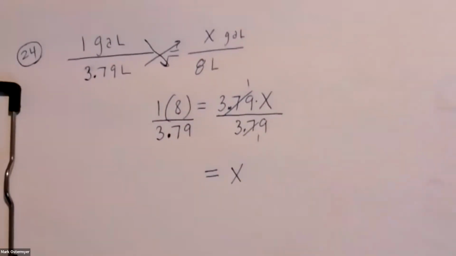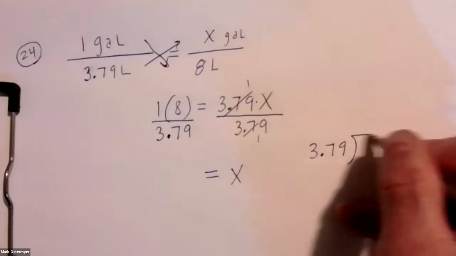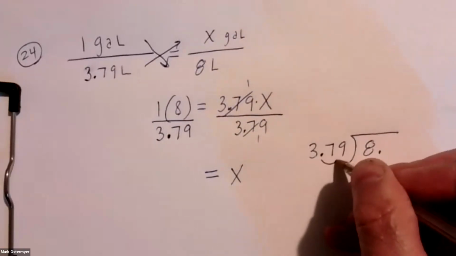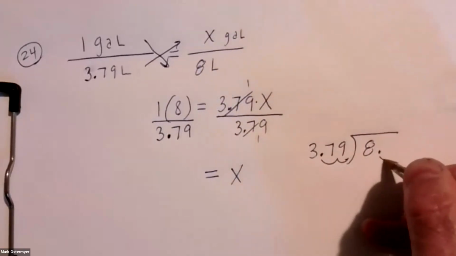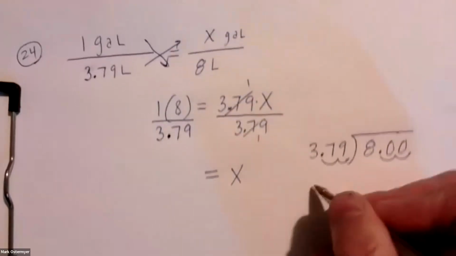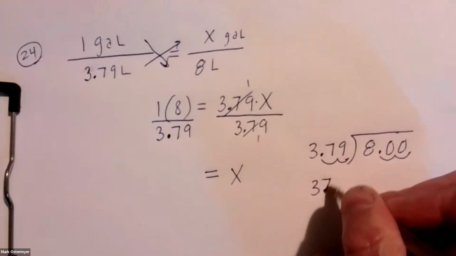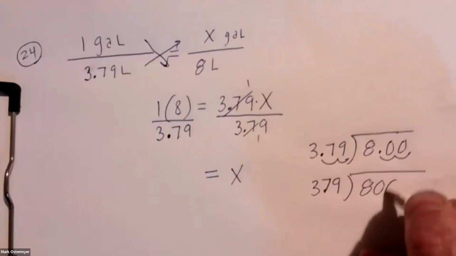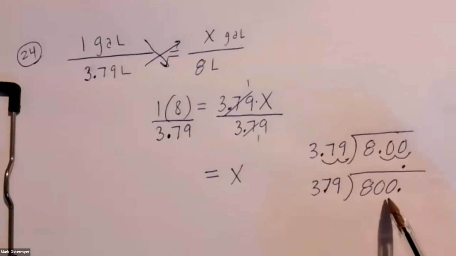Oh, well, we have to do it the long way, don't we? Yes, I keep forgetting. She wants, okay, we haven't invented a calculator yet. Two places to the right of the decimal point: 1, 2. So you add 2 zeros. It's like dividing 379 into 800. Yes, that's what it's equivalent to. So how many times does 379 go into 800?